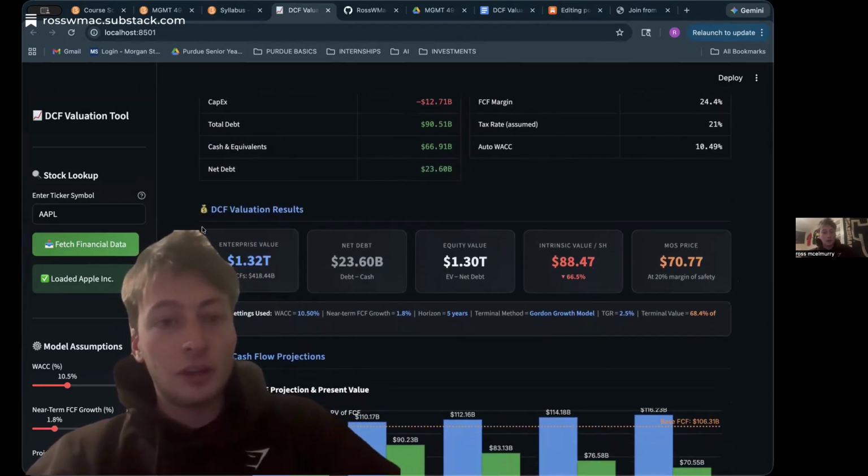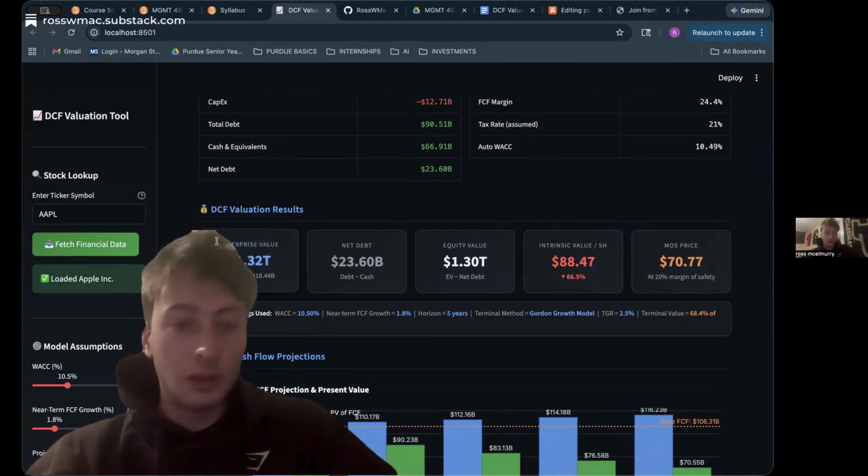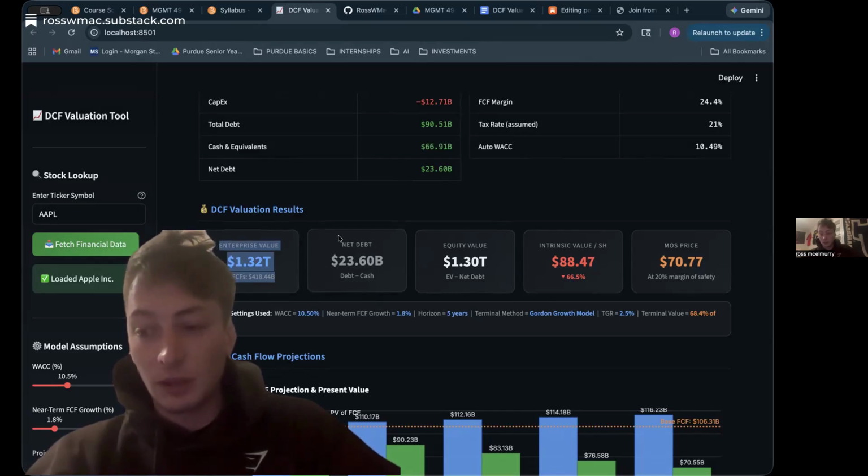And then right here, you can see the DCF valuations that you get. These are obviously the most important things we're going to be looking at. Starting with the enterprise value right here at 1.32 trillion, that's your total business value. We have your net debt, which is your debt minus the cash you have. So right here, you can see 23.6 billion is your net debt. You have your equity value, which is the EV minus the net debt. Pretty simple.